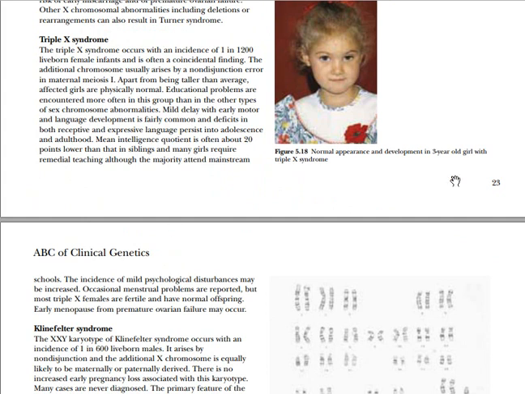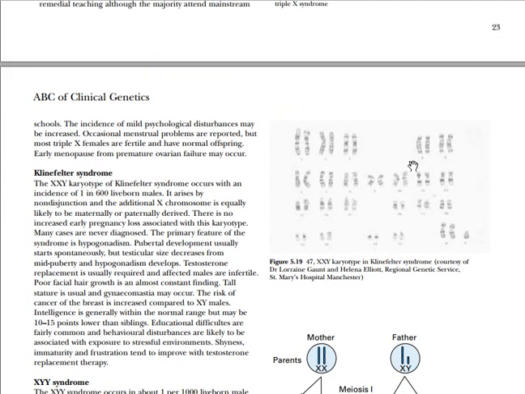So this is a child with a normal appearance with the development of triple X syndrome. So we say that occasionally menstrual problems are reported in triple X syndrome, but most triple X females are fertile and have normal offspring. So the question is, why is it that triple X syndrome females have normal offspring? The only answer for that is because of the methylation, or the inactivation, of one X chromosome.